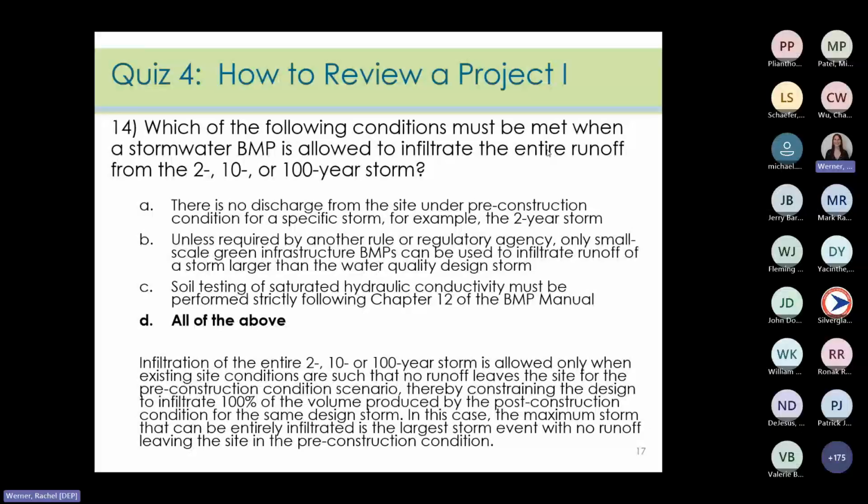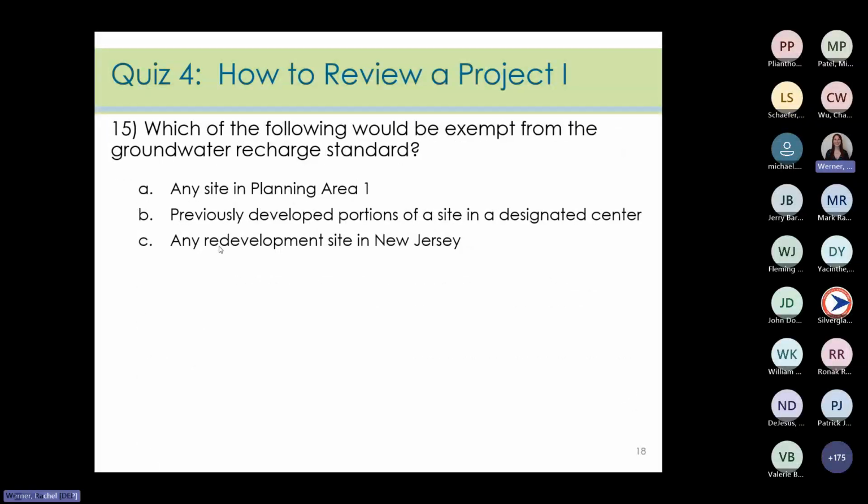So last time we had 66% of people get this correct, and today we had about 80%. So that's amazing. All right, and last question. Which of the following would be exempt from the groundwater recharge standard?